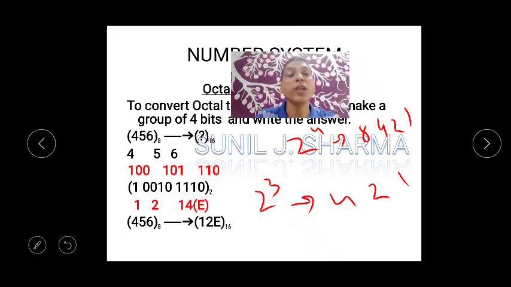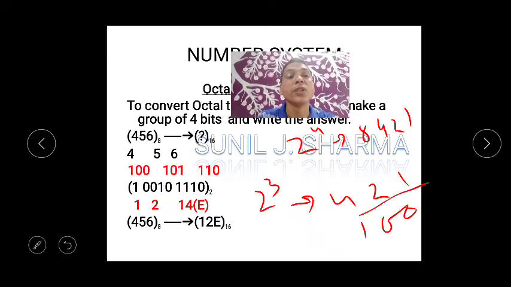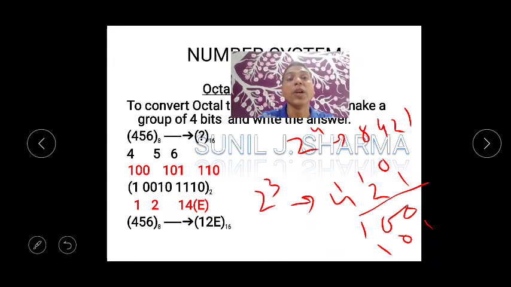Now suppose 4 has to be converted to 3 bits, so you can write 1, 0, 0. 5 has to be converted, so 1, 0, 1. And 6 is 1, 1, 0. So I hope you understood. By this shortcut method you can change any octal number into 3 bits or binary.